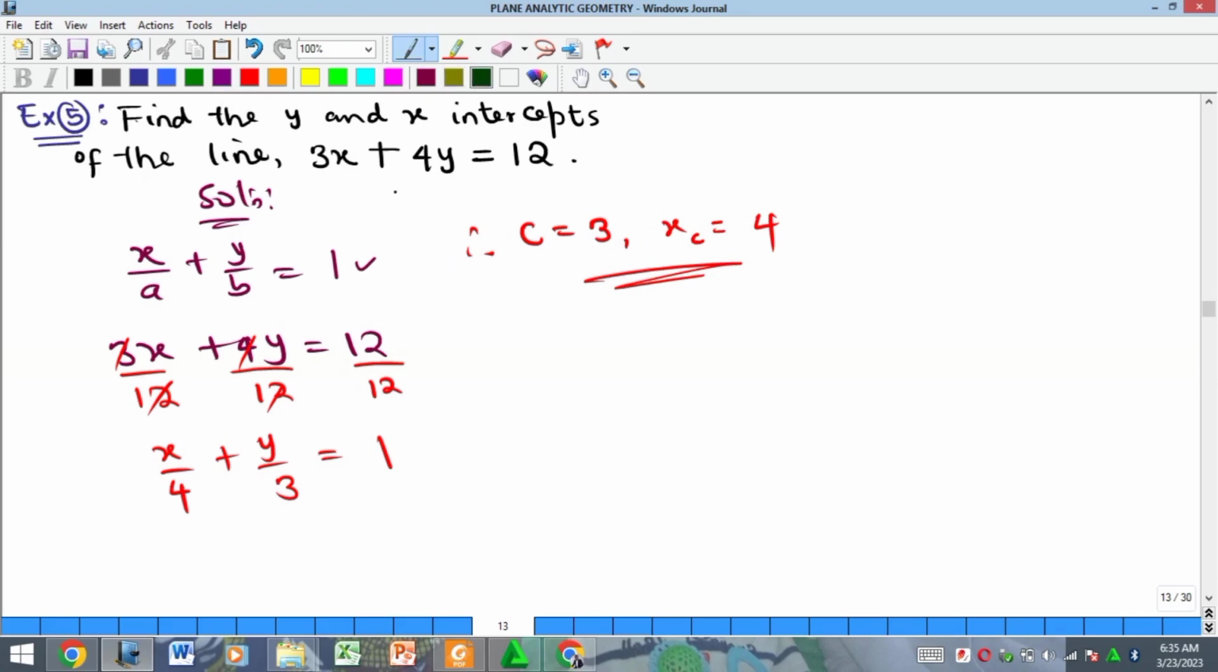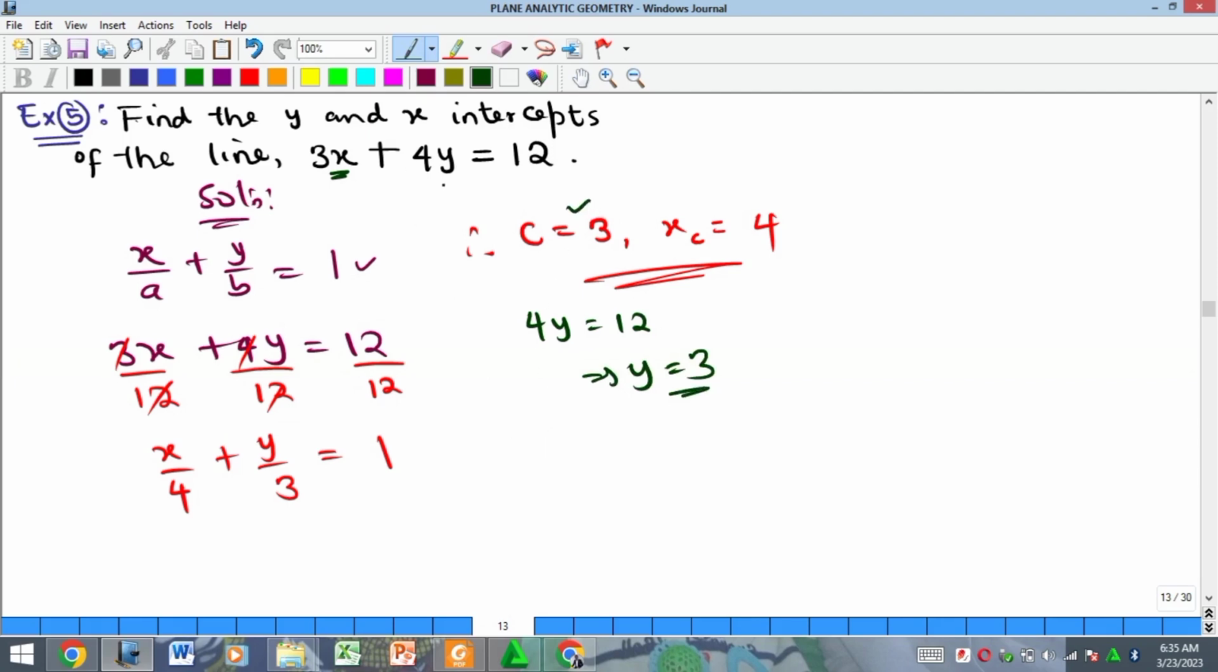And you can actually check it with the other approach to see if you will get the same thing. Make x 0. Remember, when you make x 0, you will get y-intercept. If we make x 0 here, everything here will turn to 0, so we just have 4y is equal to 12, which will give your y as what? 3. And that's your y-intercept, which is correct.